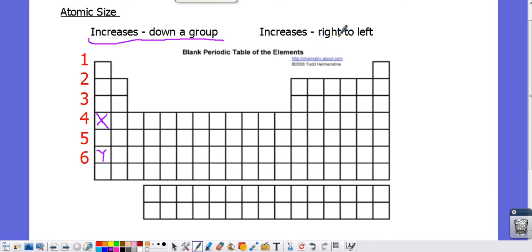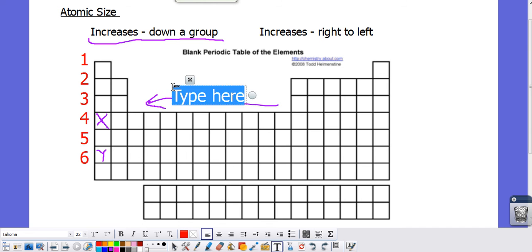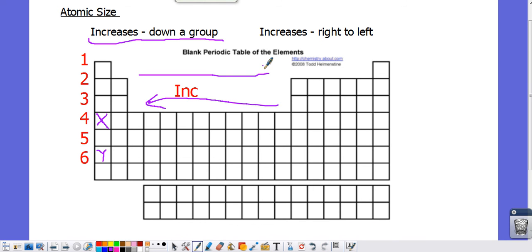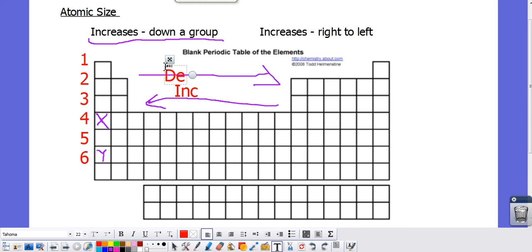Now, this other one confuses people. As we go across the periodic table from right to left, atomic size increases. Most people don't think right side to left side. Most people think left to right, because that's how we're taught to read. And if you think that way, like I do, then you would probably say it decreases.